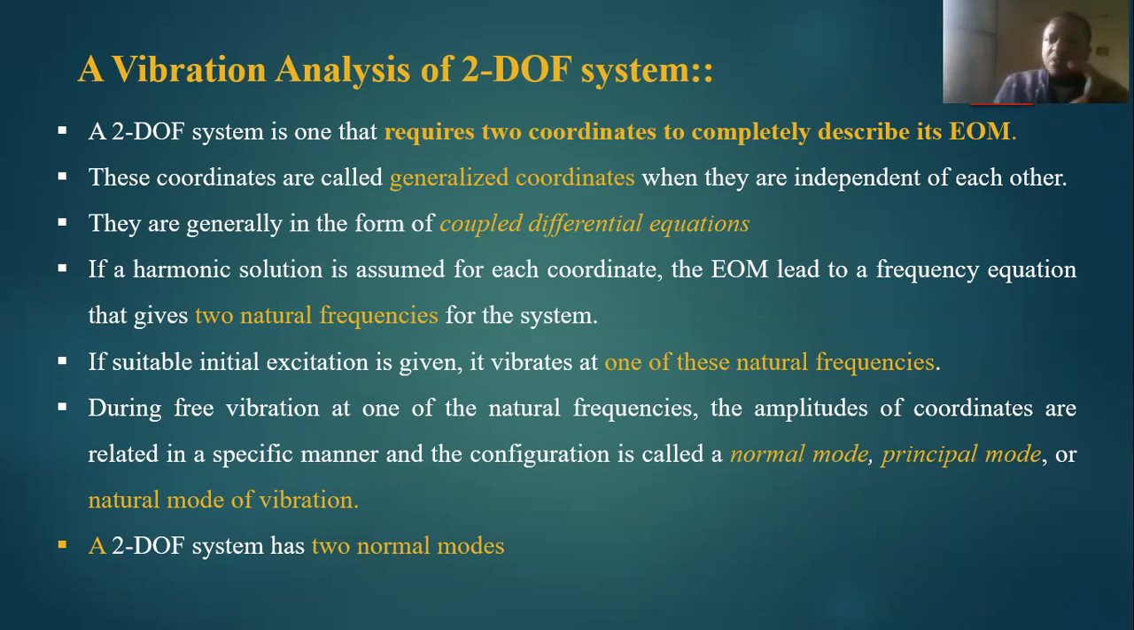Maybe our system vibrates in the same direction with the same amplitude, or the system might vibrate with the same magnitude in the opposite direction. So that gives us the mode shapes. For a 2-degree of freedom system, we have two normal modes. We can see this immediately after some examples.